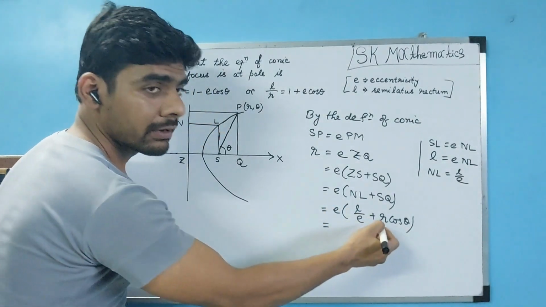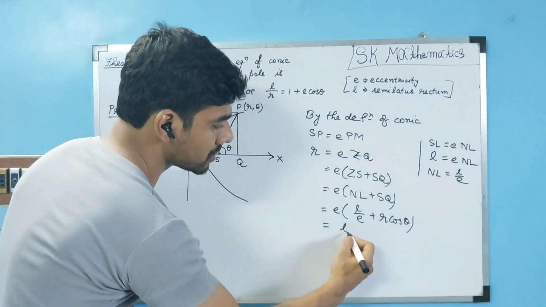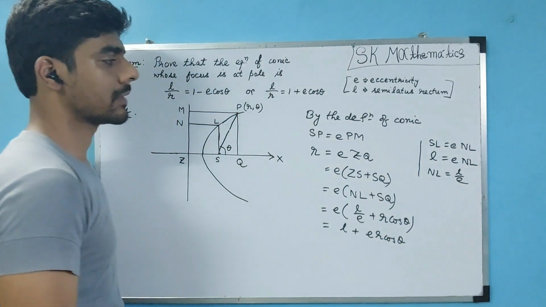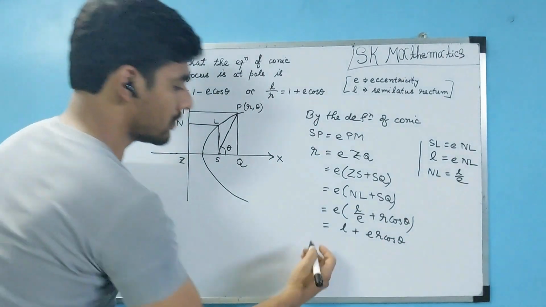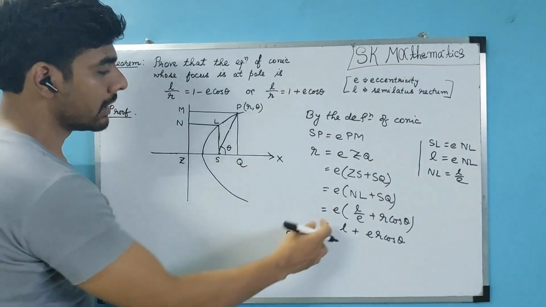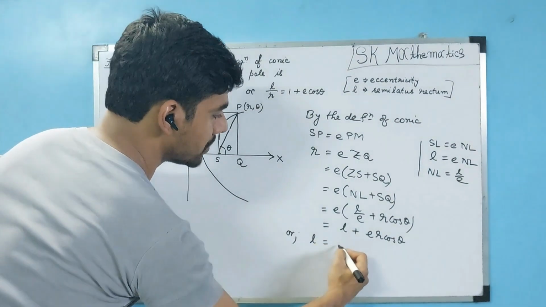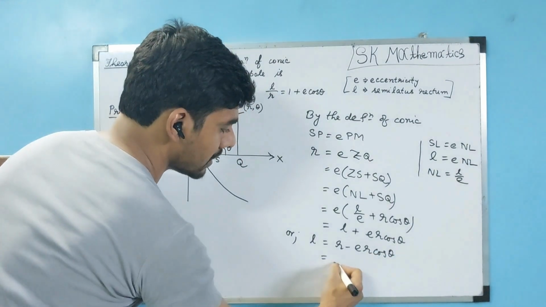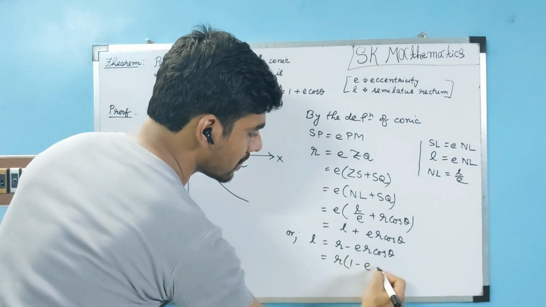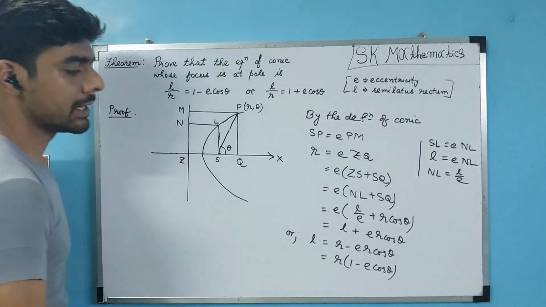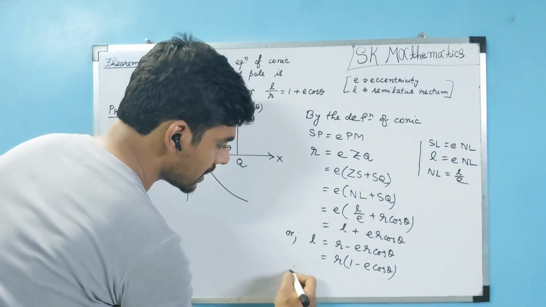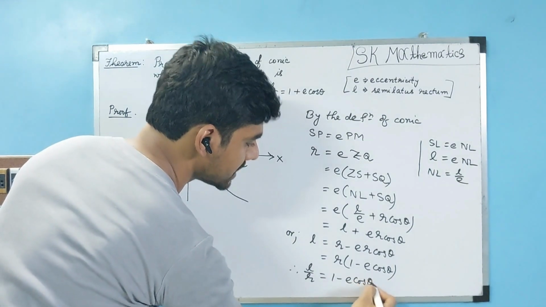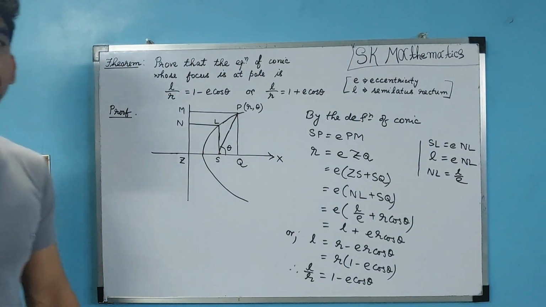Now we will multiply e on both sides. So we will get L plus e into r cos theta. Or we will write it as L equal to r minus e into r cos theta. Now we will take r common. L equal to r into (1 minus e cos theta). So L by r we will get 1 minus e cos theta. So the first part is proved.